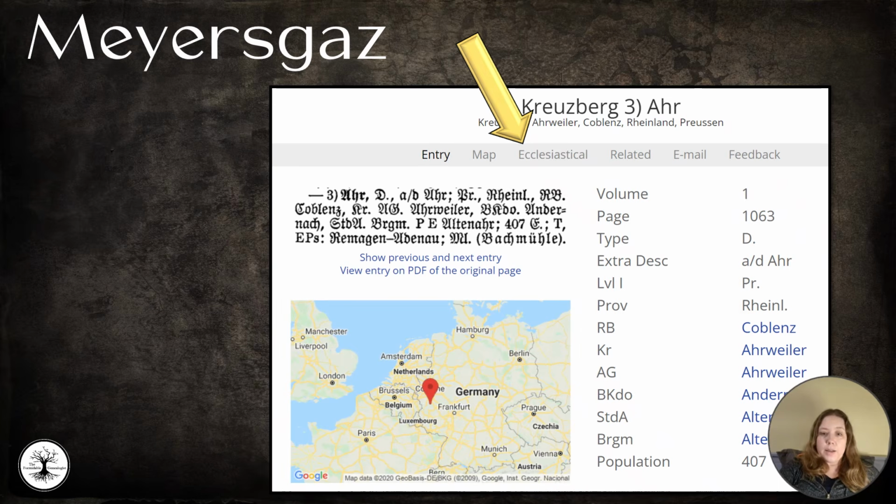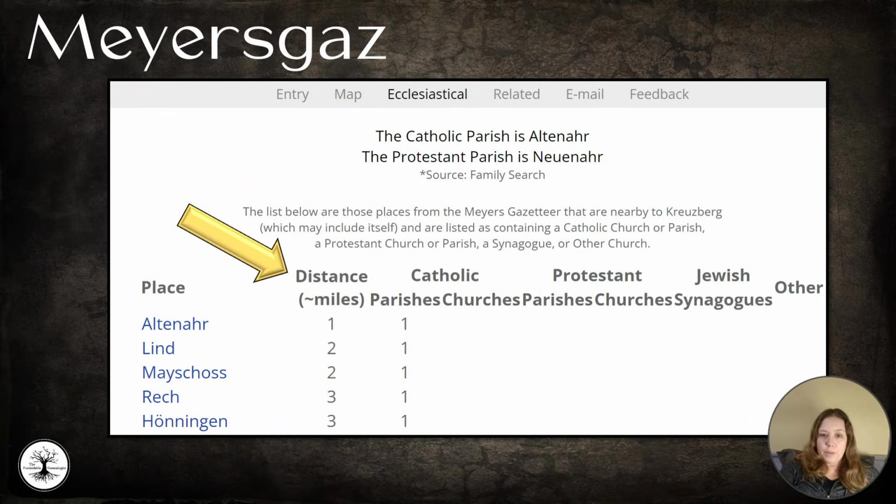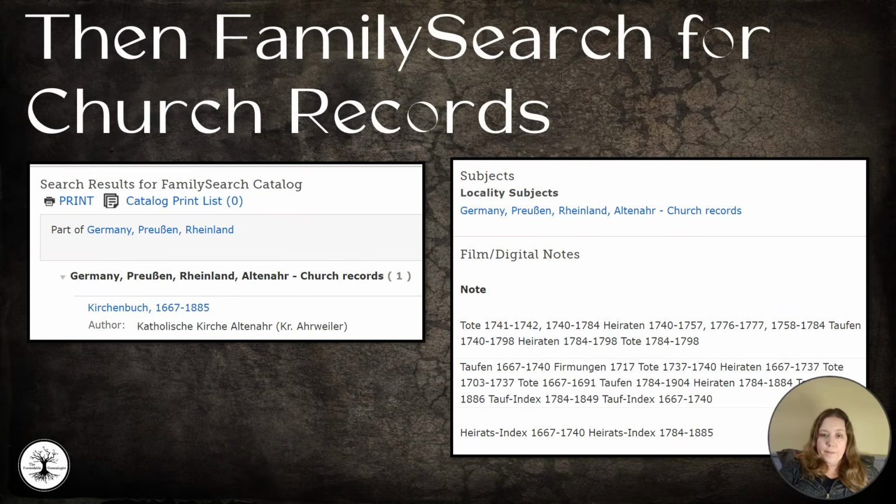And I'm going to click on that tab. This is free to use, by the way, for ecclesiastical. It shows me the closest church to Kreutzberg, and that is in Altenaar. So that's telling me which parish I should be looking for records in. I'm going to try FamilySearch first. If it's not there, then try FamilySearch Wiki or a country's archives. But I go out to FamilySearch to the catalog and I put in Altenaar. And right there, it shows up with Catholic church books for Altenaar.